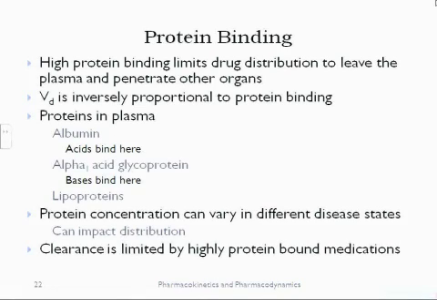Protein concentration can vary in different disease states as well. So if you have somebody who's severely malnourished, you can have some significant problems. And clearance is limited by highly protein-bound medications.